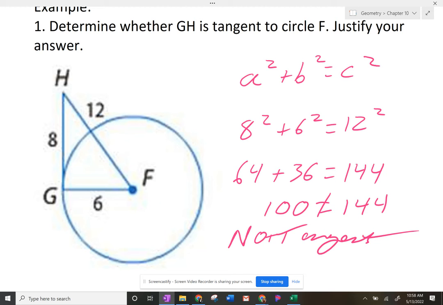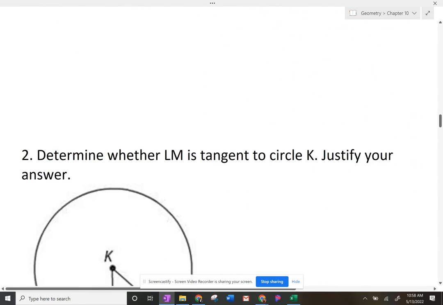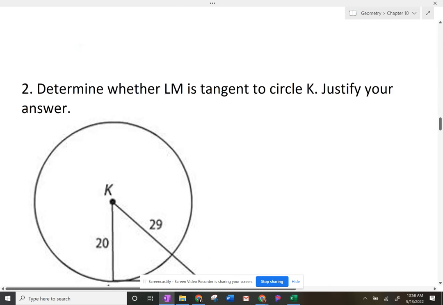Making sense? Okay. Did I go too quick? Yeah.